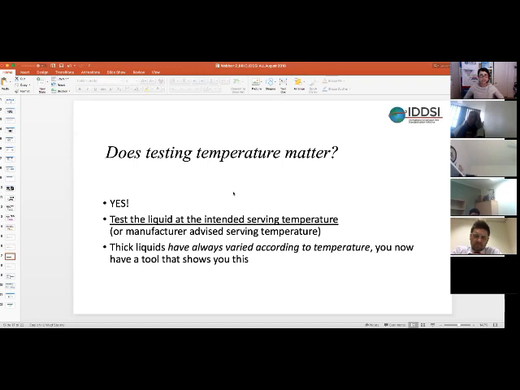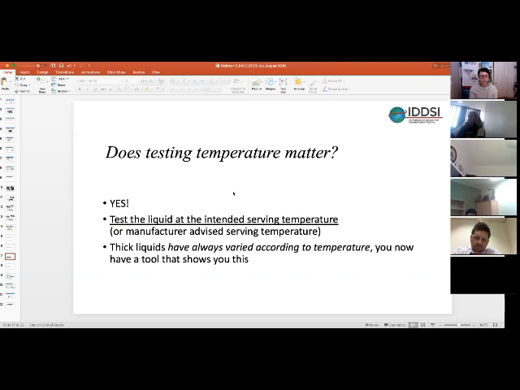Does temperature testing matter? Yes, yes, yes, it absolutely does. So we recommend that you test the liquid at the intended serving temperature. The manufacturers, certainly for your pre-thickened liquids, might also advise you of what they intend their serving temperature to be. So it's important at this point to understand that thick liquids have always varied according to temperature. It's just that we now have a tool that's quite sensitive to show you that this is happening.